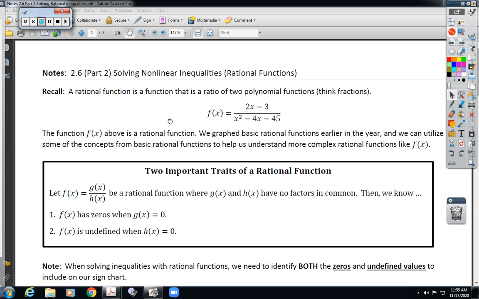All right, so we're talking Chapter 2, Section 6, second part of the lesson, solving nonlinear inequalities, but now we're taking it up a notch. Before we were only solving quadratic inequalities or cubic inequalities. Now we're going to take it up a notch and solve rational inequalities. Rational is a fancy word for fraction, which means we're going to be dealing with functions that have a numerator and a denominator, each of which is a polynomial.